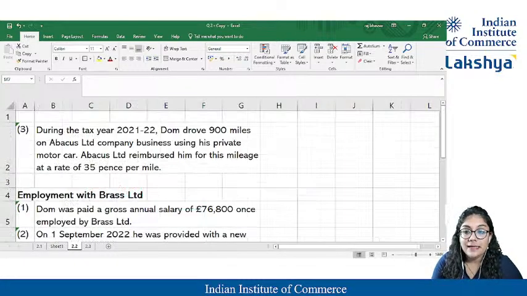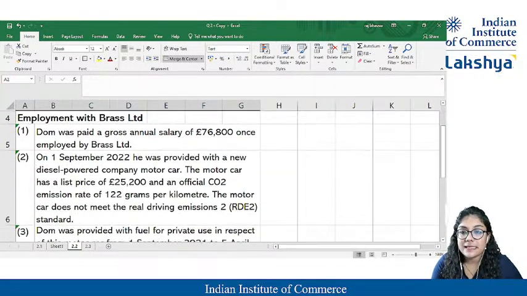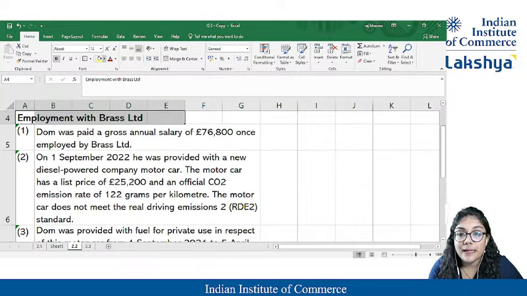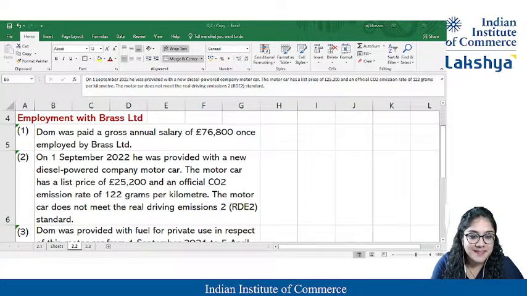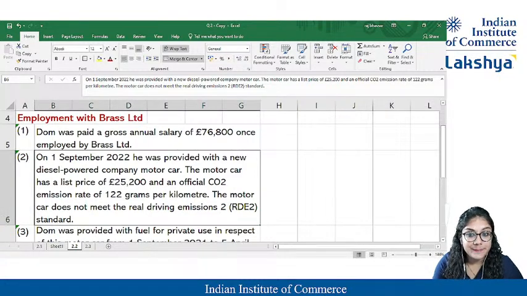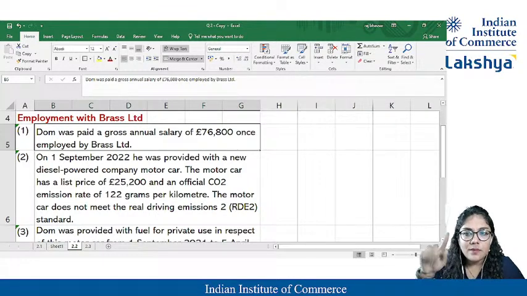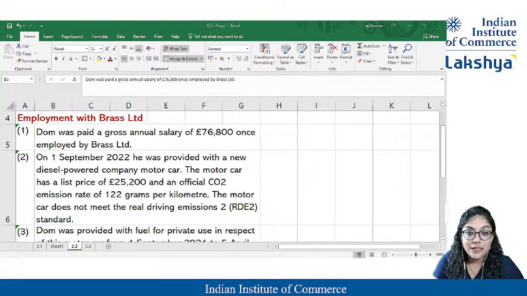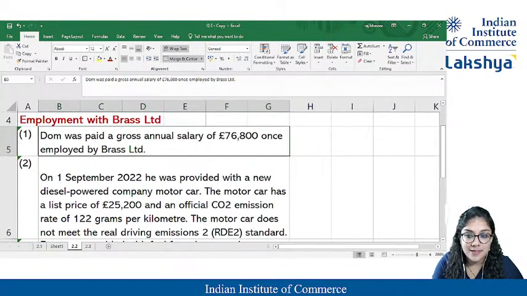Okay, let's go ahead and read. Yeah, this is the same thing they have written. Now for the second part, employment with Brass. For the next company which I joined after completing 4 months, employment with Brass Limited. Dom was paid a gross annual salary of 76,800. In Brass Limited, he was paid a salary of 76,800 once employed by Brass.